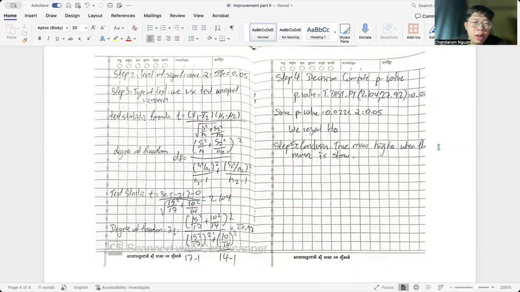Step 2, level of significance. The level of significance alpha is given as 0.05. This means that we are willing to accept a 5% chance of rejecting H0 when it is true.